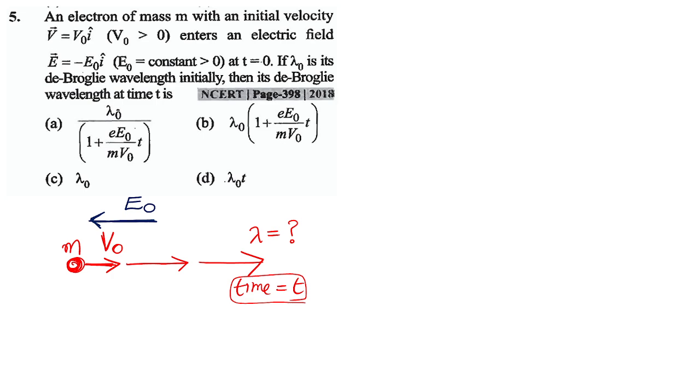First of all, let us find out the velocity at time t. If we are able to find the velocity at time t, we can easily find out the lambda. It is given that lambda 0 is the initial de Broglie wavelength, because initially it was moving, so it has a wavelength, right? So let us start. My objective is I want to find the final velocity of the electron.